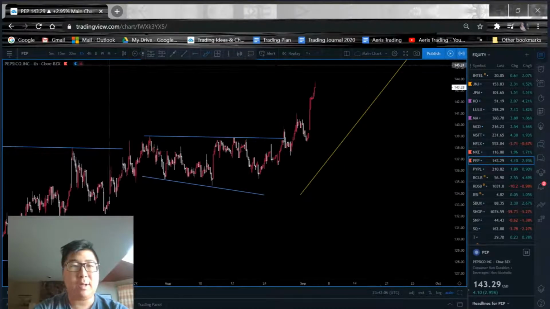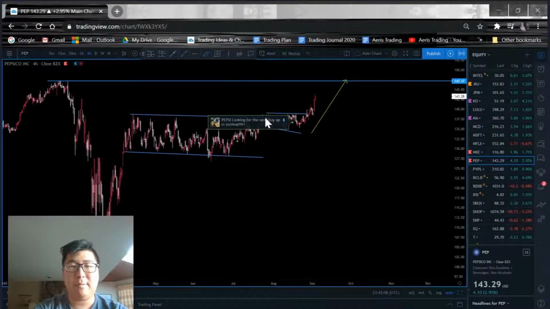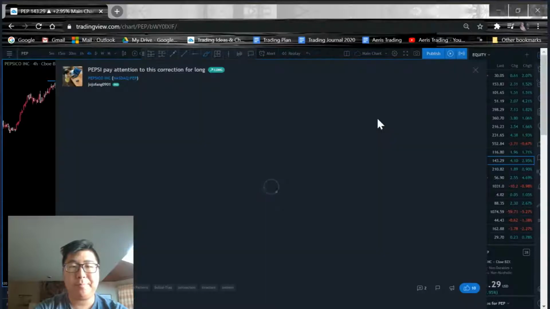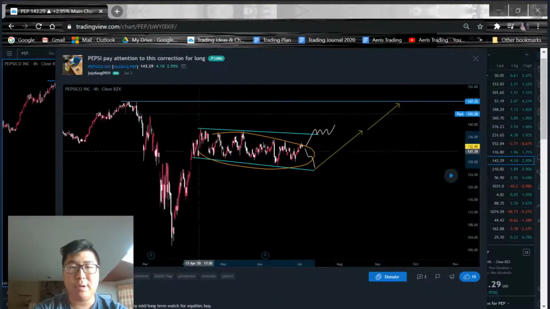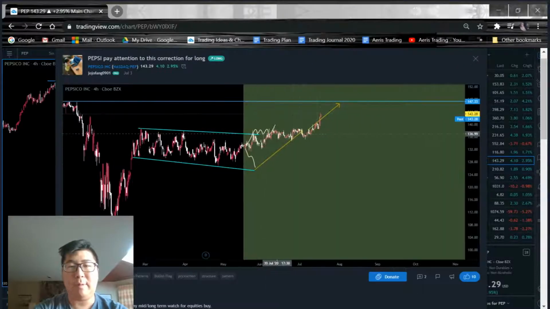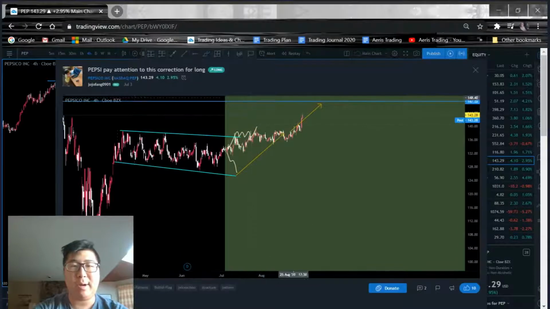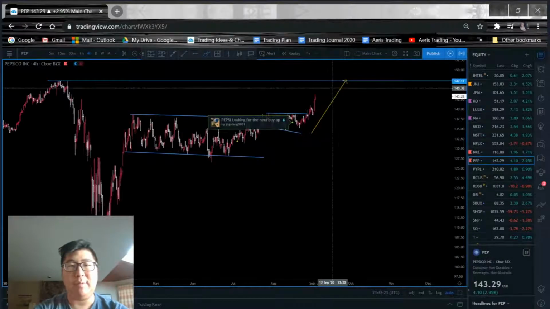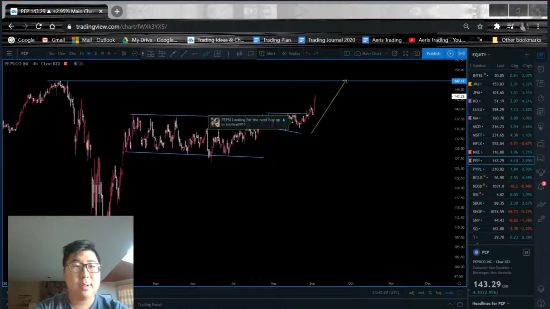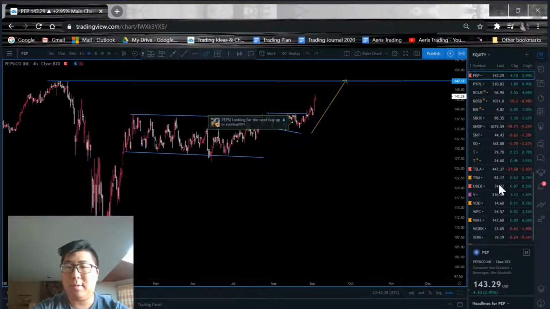Pepsi, very similar to Coca-Cola. Made a post here for the buy. We broke out of this structure and then we formed a larger kind of structure here on the lower time frame and we continued to go up. So I do expect price to continue to push up higher, at least to that previous top here before the drop. So that is Pepsi. Let's go over a few other ones.